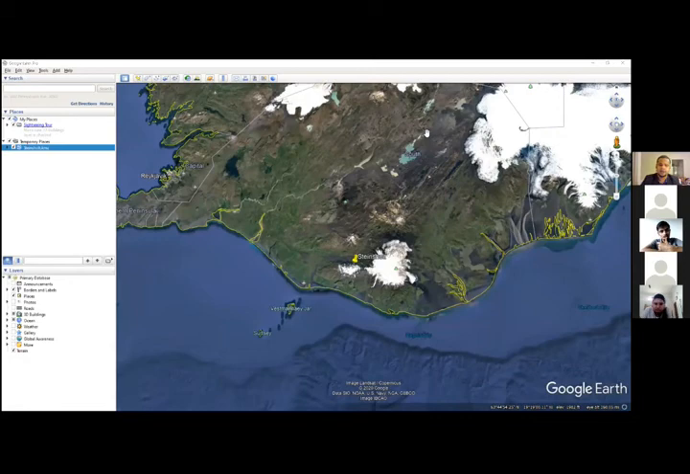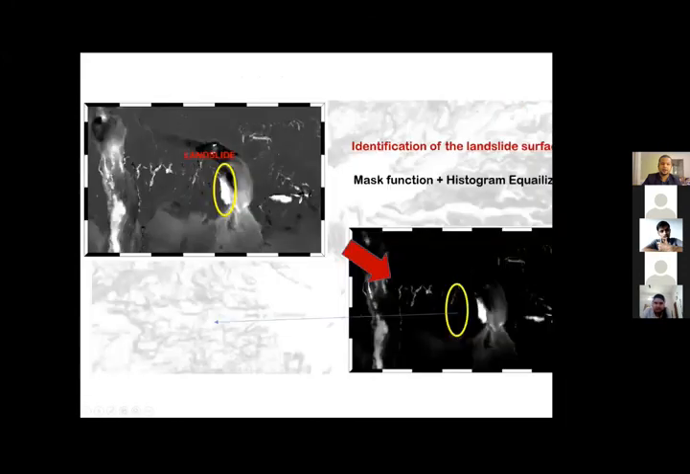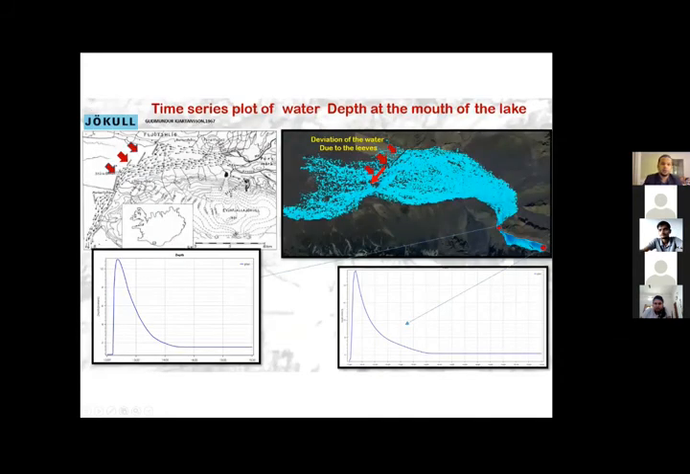Let me go back to my slide again. So this is how the flood propagated. We tried to see that there was a landslide that led to the outburst of the lake. The landslide fell on top of the lake, which led to the flood. We used remote sensing data sets to find out the volume of the landslide which fell on top of the lake, by differencing the pre and post digital elevation models to find out the volume. And this is how it looks. This is how I modeled the event.